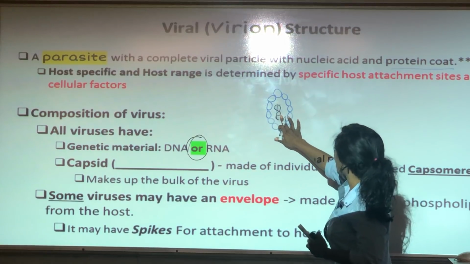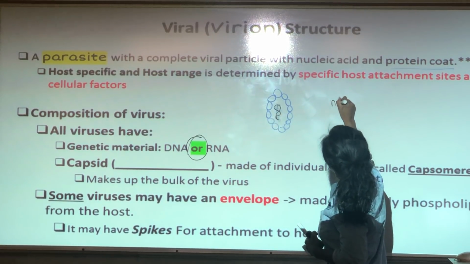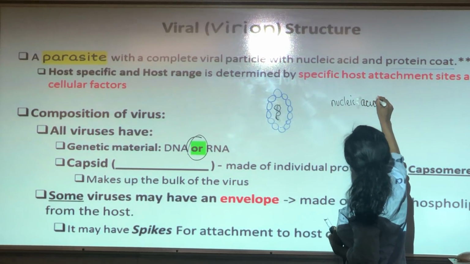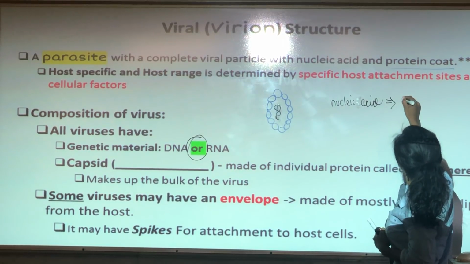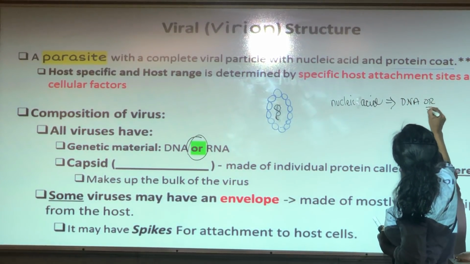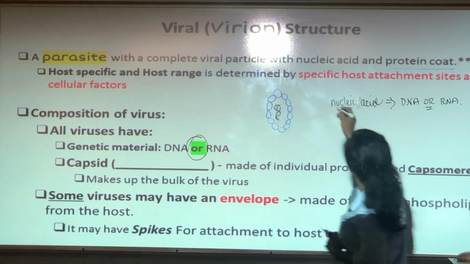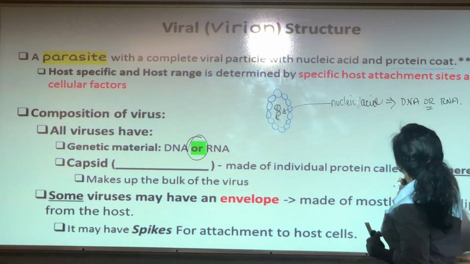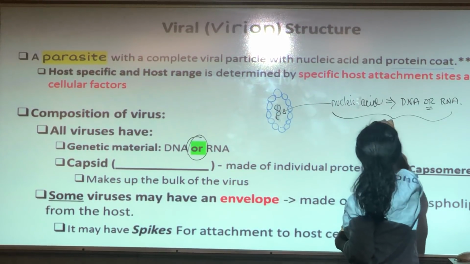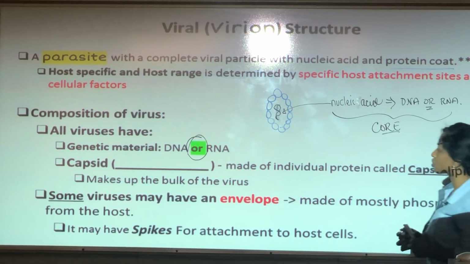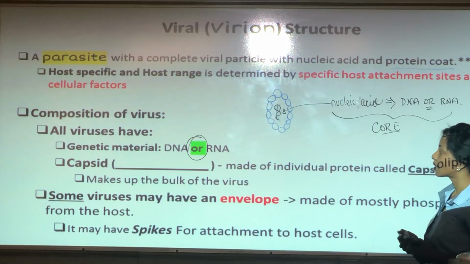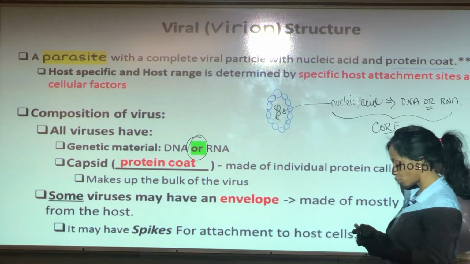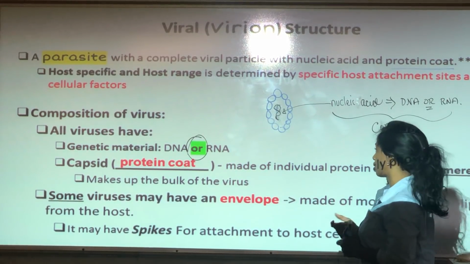So this nucleic acid that we find on the inside of viruses is going to be DNA or RNA. All right, so this is what we're looking at on the inside, right? And this area, we often call this the core of the virus, right? So this is also known as the core. And then on the outside of the virus, we have our capsid or our protein coat. So in blue, as we have drawn here, we have the protein coat.